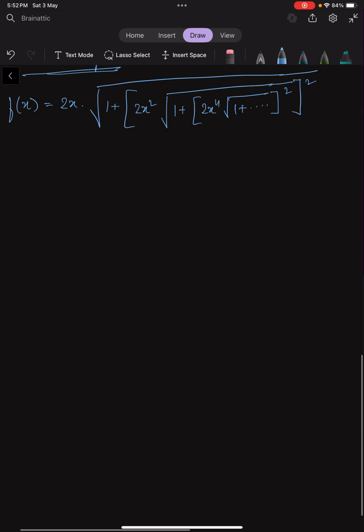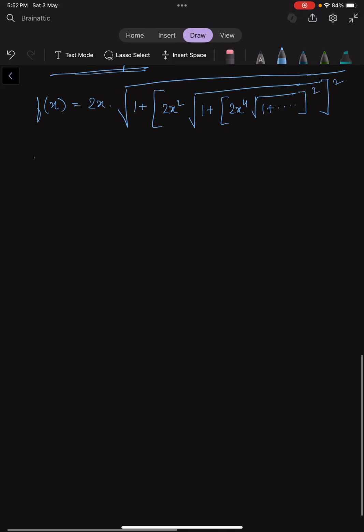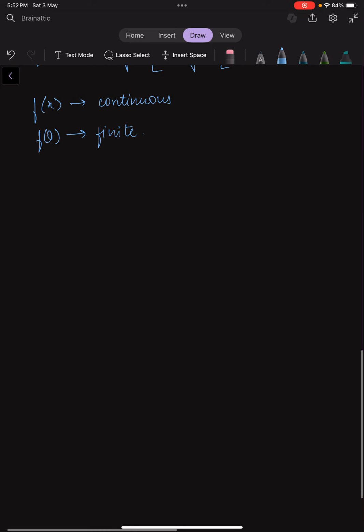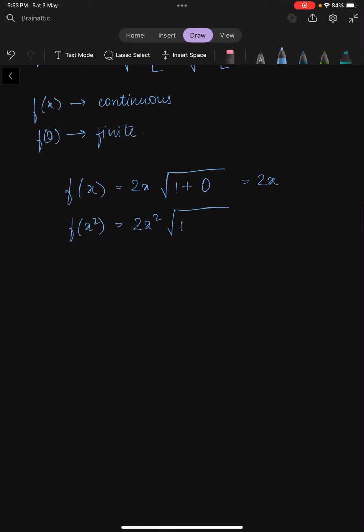Okay, and to keep f of 0 finite and continuous, f of x is continuous and f of 0 will be finite. So we have to see that if we plug in the value, f of x is equal to 2x, this is nothing but 2x, and f of x square is equal to 2x square root under 1 plus 2x whole square.